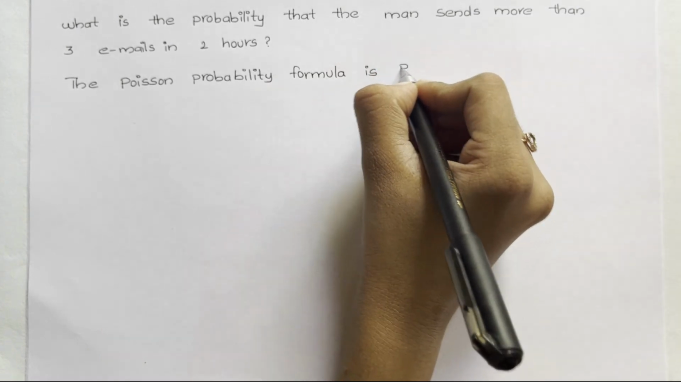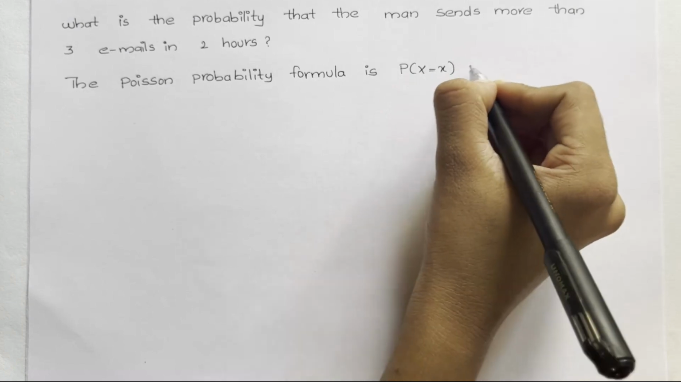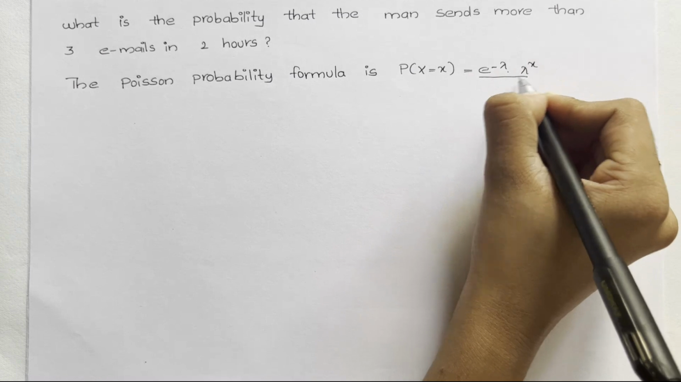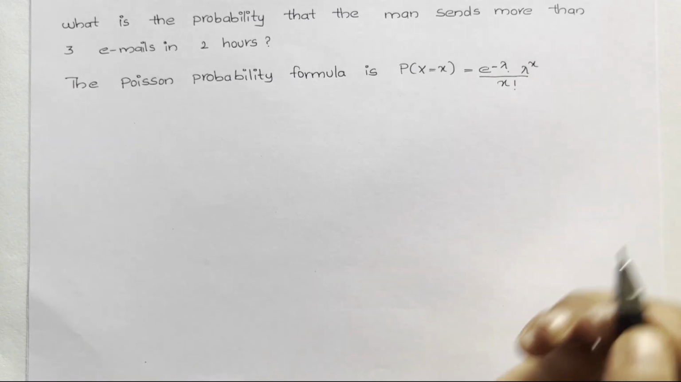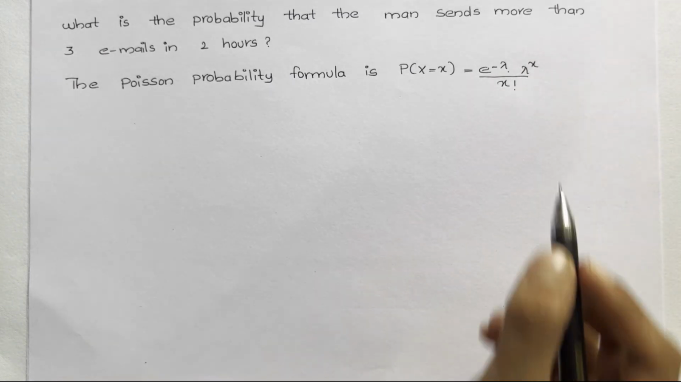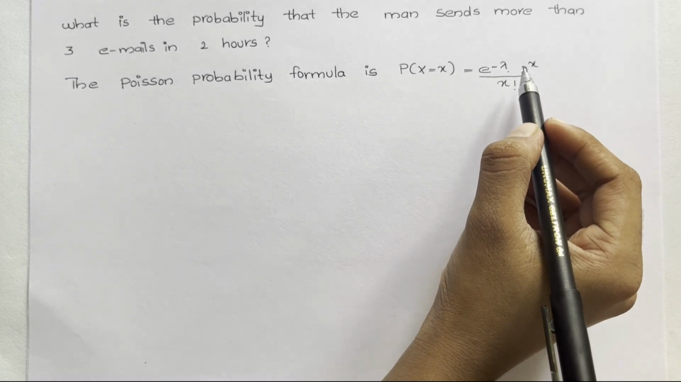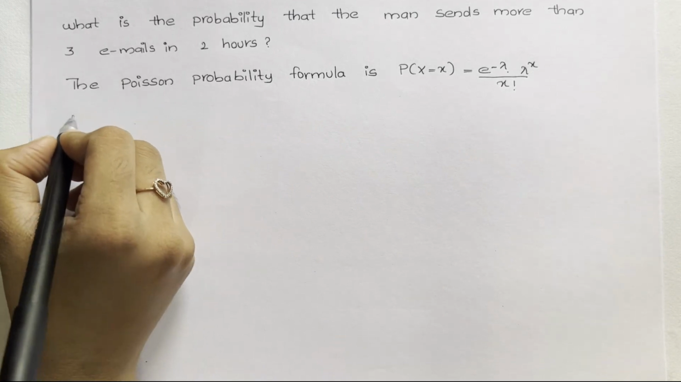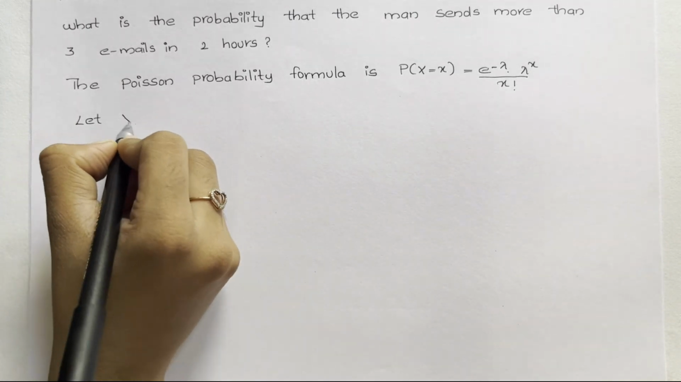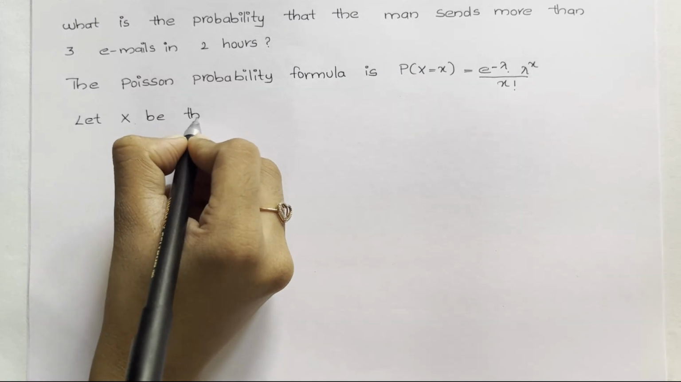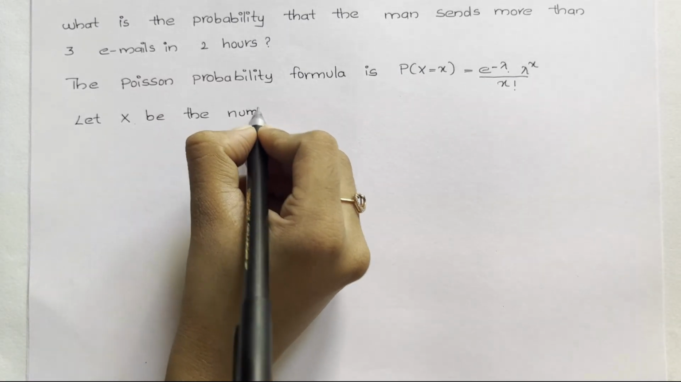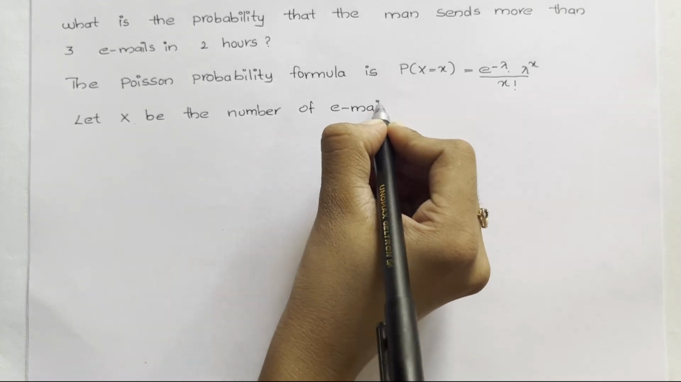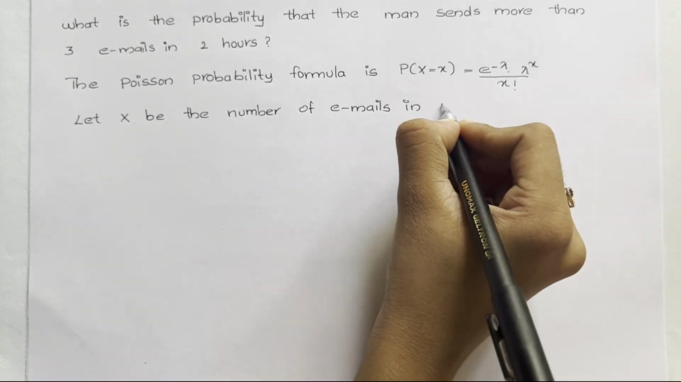P of x equal to e raised to minus lambda into lambda raised to x divided by x factorial. Now we have to find out lambda, the parameter of the Poisson distribution in 2 hours. Let x be the number of emails in 2 hours.